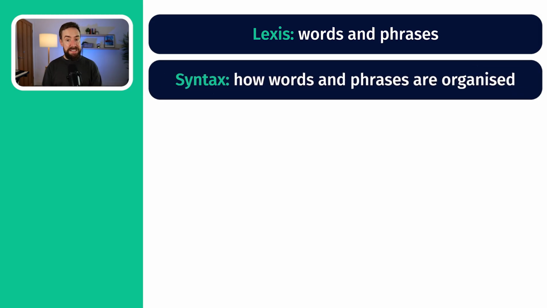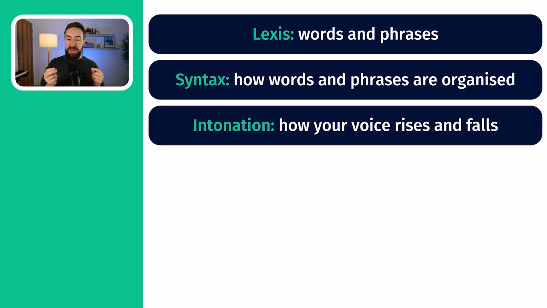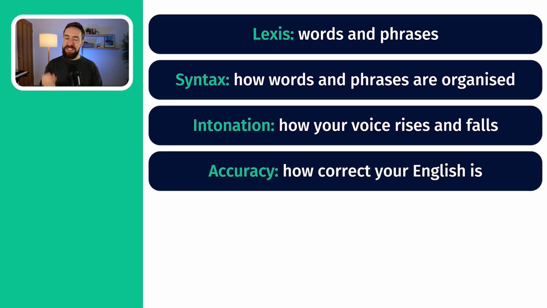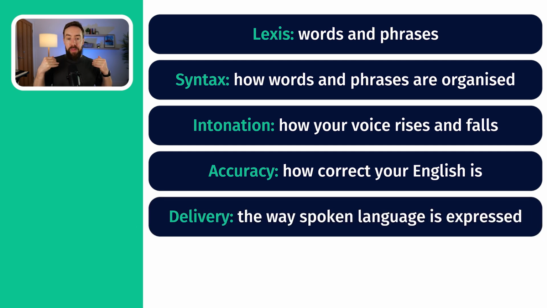We have syntax, and that's the way that words and phrases are organized. So the way that we put them into the correct order so that words sound correct coming together. We also have intonation. That's how your voice goes up and down and up and down. That's intonation. We have accuracy. So are you making lots of mistakes, or is your grammar and also your pronunciation the way that a native speaker would say things? And then finally we have delivery. So that's everything about the way that you speak. So how you speak English.